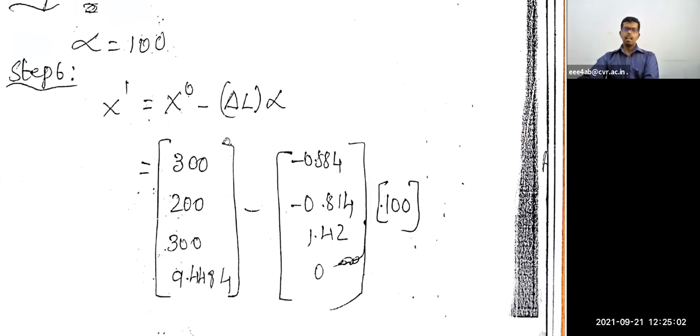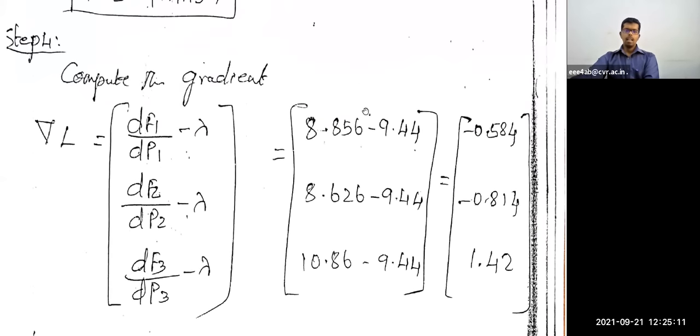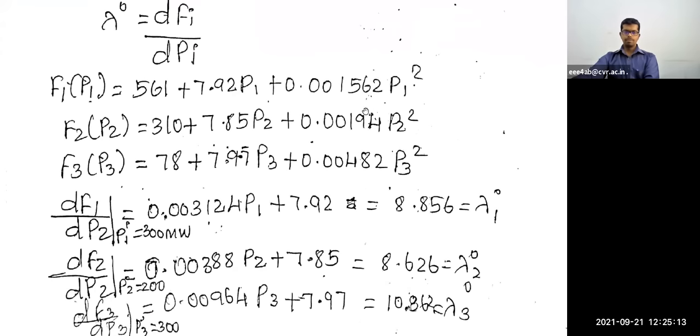So what is the x dash, x naught? That is the initial values. So del L we have already seen in the problem. What is the del L here?